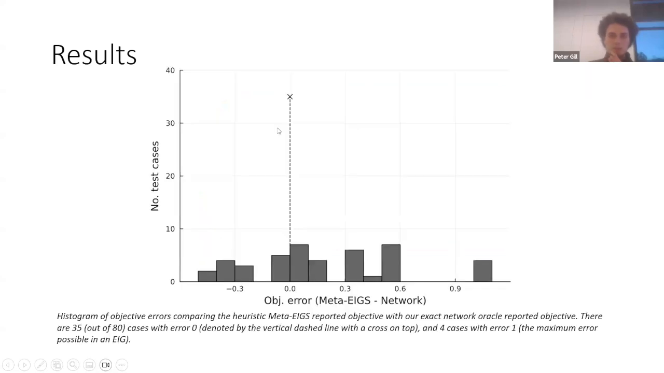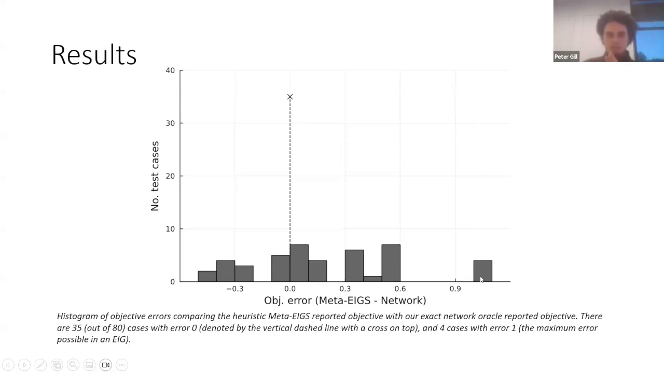So that's our result there. And then in comparison with the objective error that the heuristic could get against our exact algorithm, our network algorithm, here's a histogram of the error, the error from the metaheuristic minus our actual result. And so this dashed line here is all the instances where the heuristic got it correct, it was the actual correct answer. And then all these other ones are the error cases there.